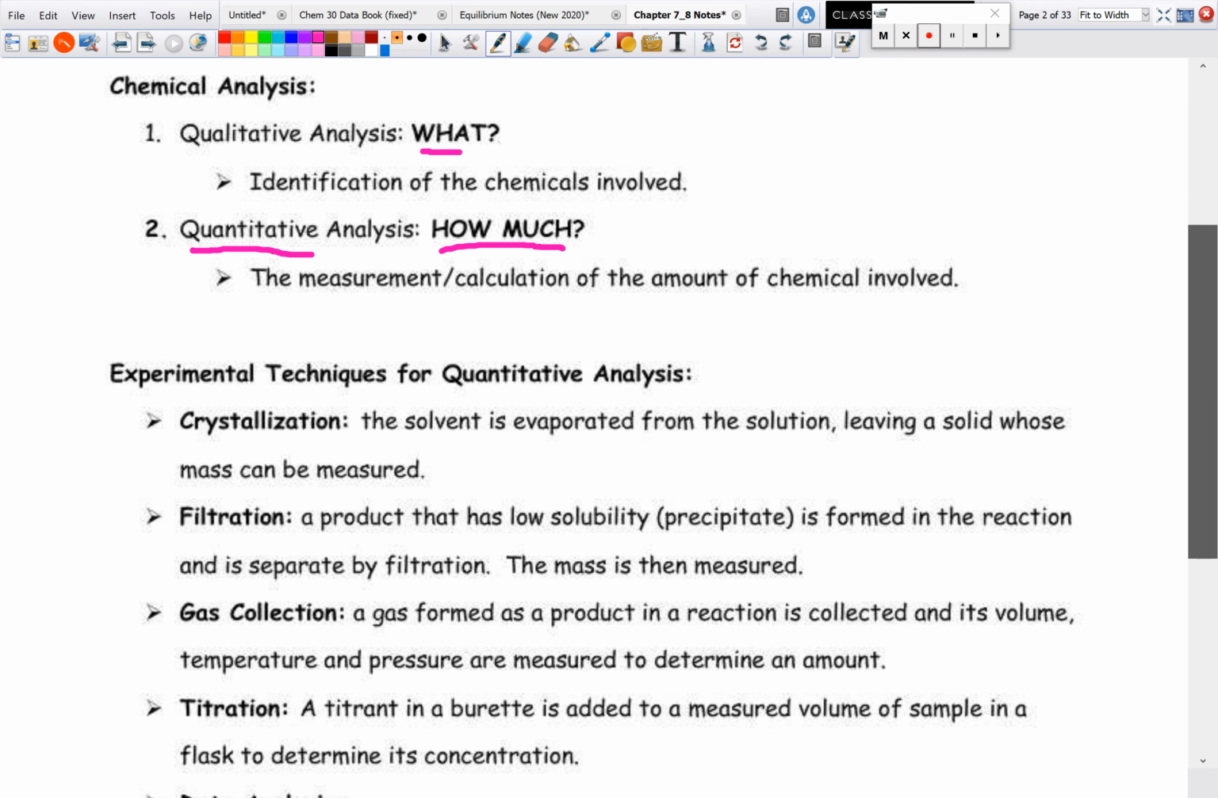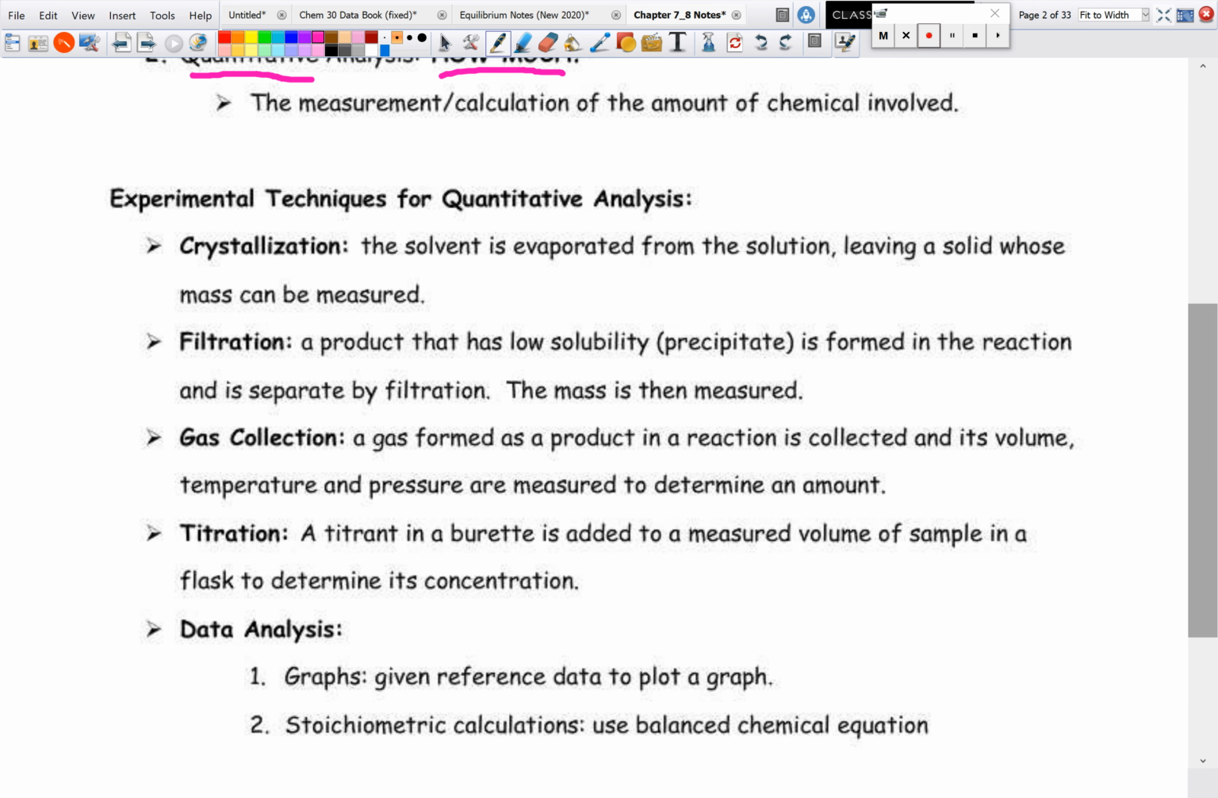Now the experimental techniques that we use for quantitative analysis can be listed here. Our main ones are titration and filtration. Gas collection takes some very specialized equipment, and crystallization takes a lot of know-how as well. But either way, you can use any of these types of analysis to get a quantitative relationship because you're collecting or analyzing stuff. Crystallization is where we evaporate the solvent from the solution, leaving a solid whose mass can then be measured.